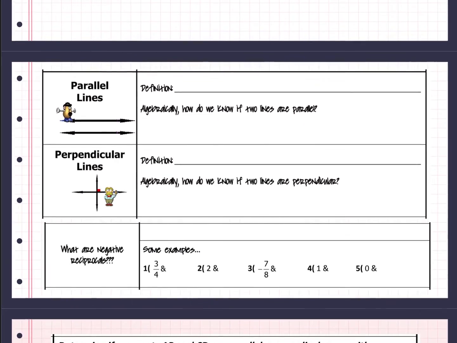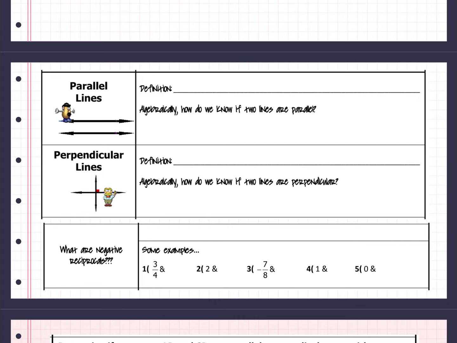All right, let's go ahead and look at some definitions. First we're going to look at parallel lines. The definition of parallel lines are lines that never intersect. All right, and we know this algebraically because they have the same slope. So that is the key. They have the same slope.